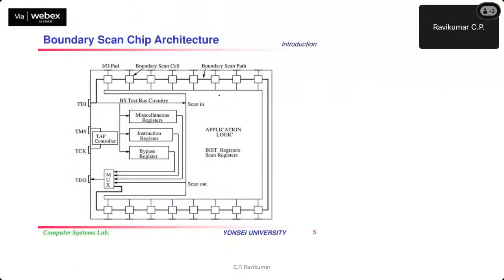So once again, this explains the same thing, right? So using test data input, you can go and apply the patterns and bring in the inputs to the core logic. So this is your core logic. Okay. This is the core logic or application logic, whatever you want to call.